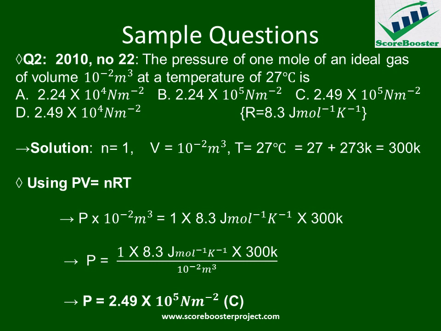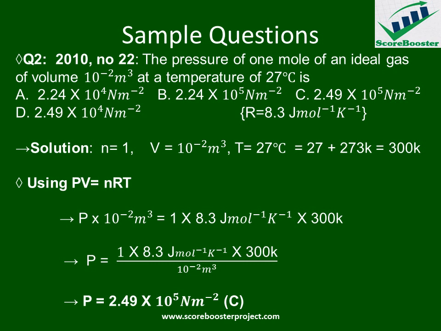Now the next question we shall be considering comes from 2010, number 22, and the question goes thus: The pressure of 1 mole of an ideal gas of volume 10 raised to power minus 2 meter cube at a temperature of 27 degrees Celsius is dash. I repeat, the pressure of 1 mole of an ideal gas of volume 10 raised to power minus 2 meter cube at a temperature of 27 degrees Celsius is dash.